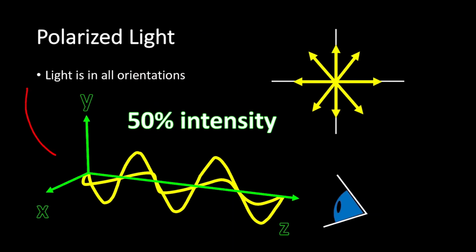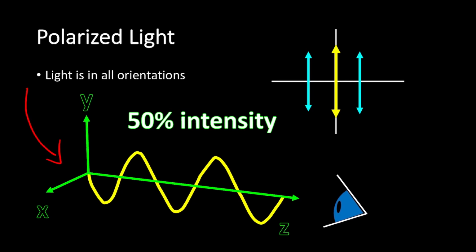So I'll show here on the X, Y, and Z grid that the X component is being filtered out to polarize it. And then because we keep all the Y components, that might more accurately look like this. So that's polarization of light.